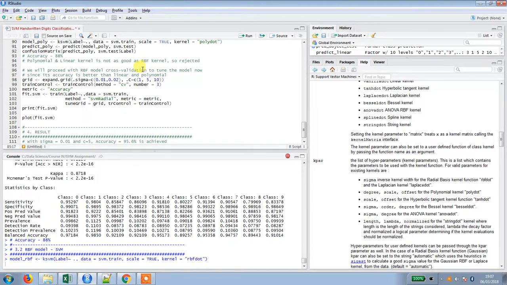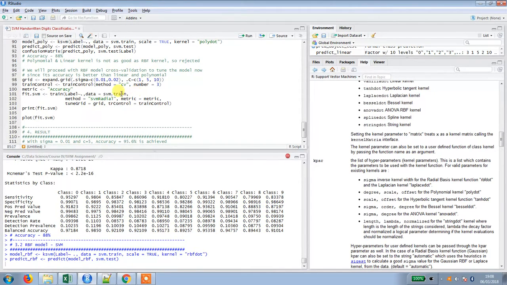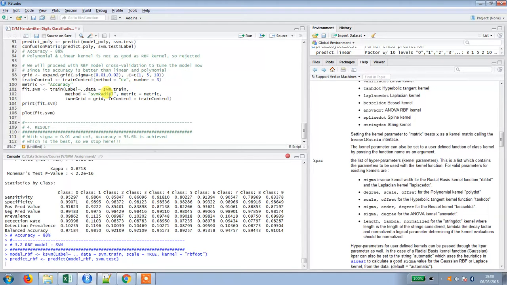Then we try to do some cross validation and try to figure out the sigma and the C values for the radial basis kernel. Since all this is very time expensive, we will not be able to wait that long, but when we do the cross validation, we see that the sigma is 0.01 and C equal to 5, which gives us the accuracy of 95.6%.